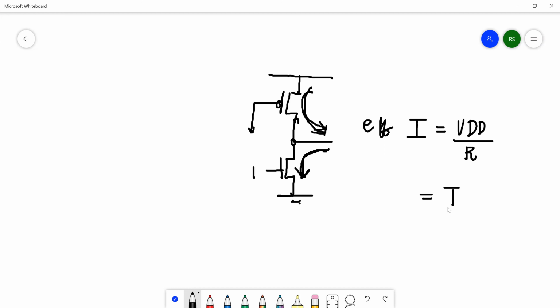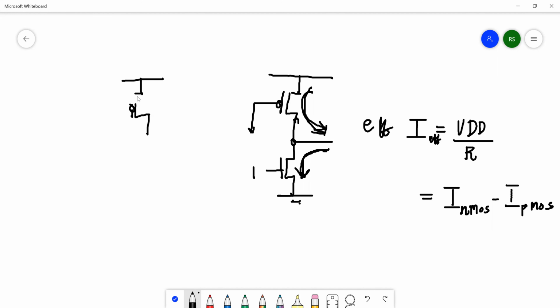Okay, so I NMOS minus I PMOS. This is the effective current that is discharging the output node. I effective has to be equal to VDD by R. Where did this VDD, this R, all these things come from?